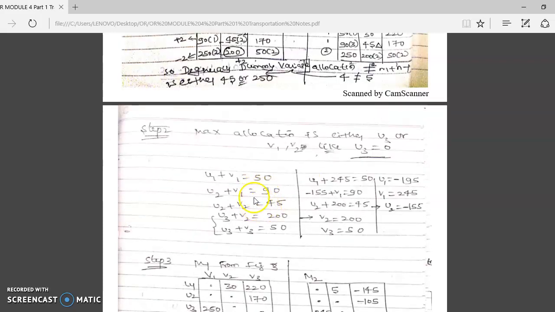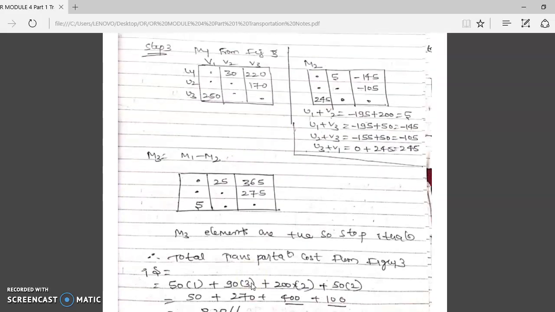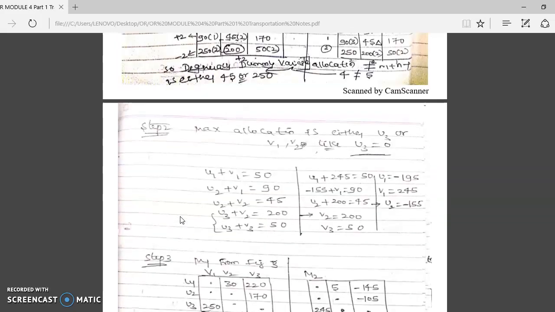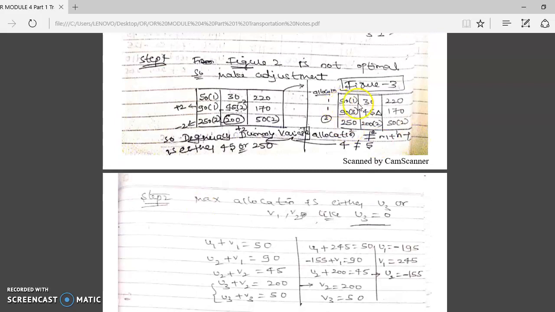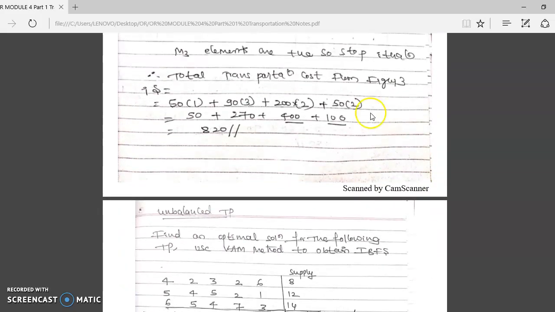So again apply the step, solve for m1, m2, m3. After this we got all positive. When we get all positive for figure 3, this will be the optimal solution. So multiply 50 into 1, 90 into 3, 200 into 2, 50 into 2. Don't consider this 45, it is a dummy variable. Then we get the answer 820. Okay.